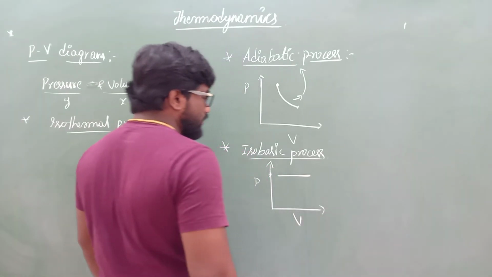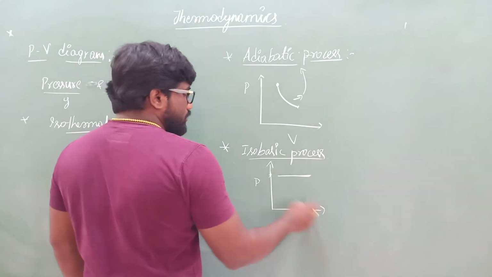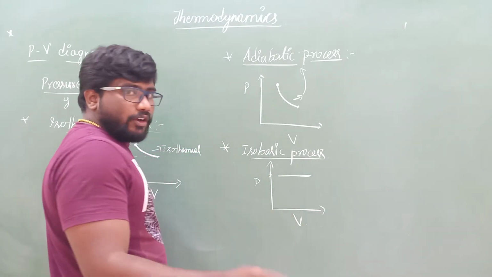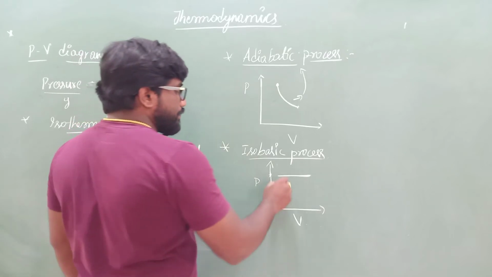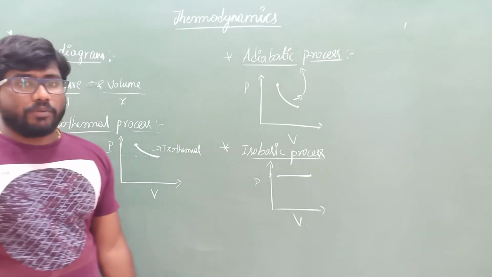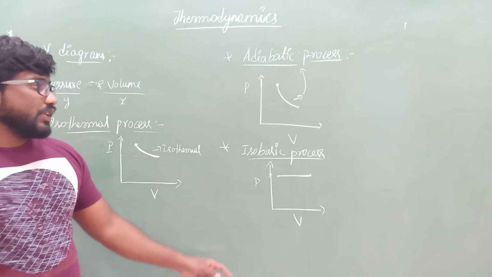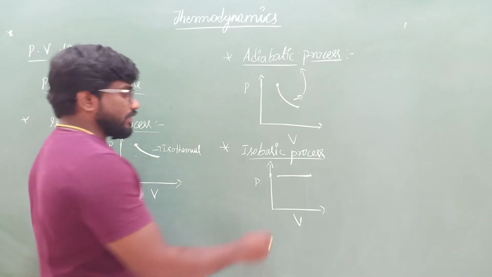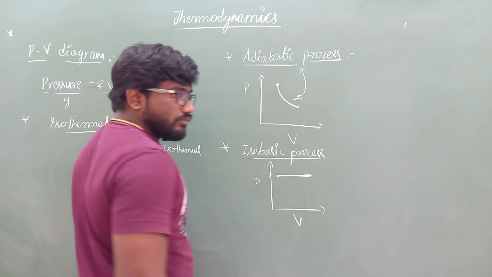The straight line. Why? See, the volume changes, but there is no change in the value of pressure. Obviously temperature changes, but we are representing the PV diagram by using pressure and volume. In an isobaric process, we know that pressure is constant, so we can represent it like this.